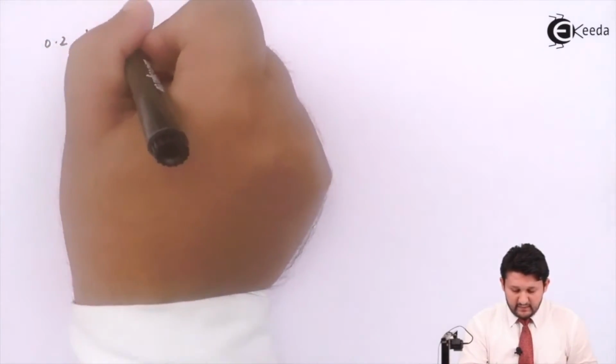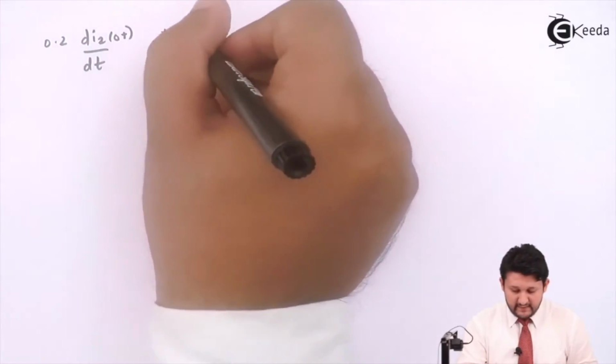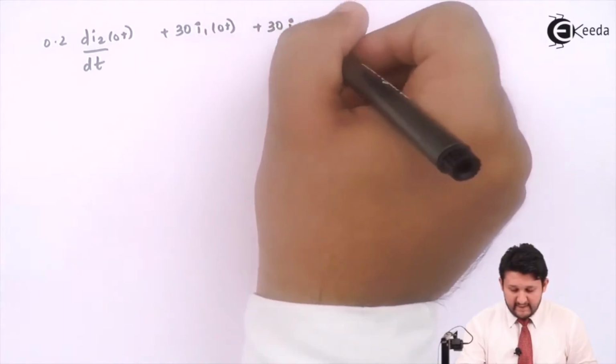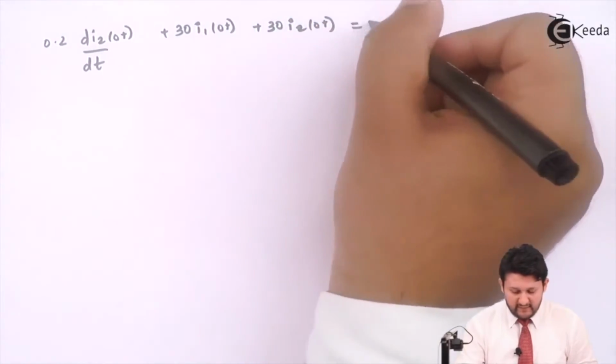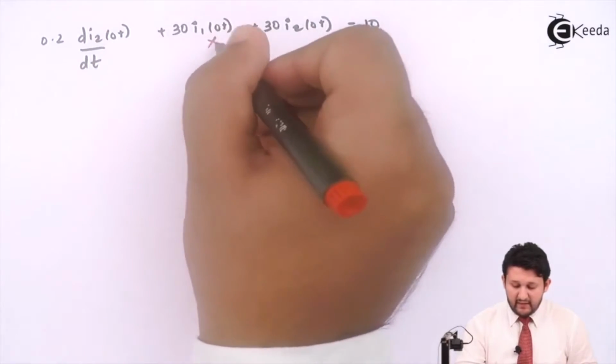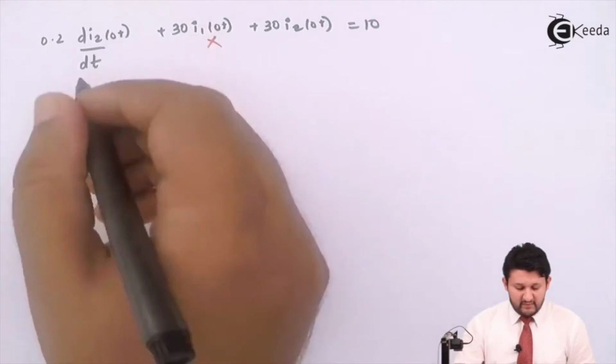0.2 di2 upon dt plus 30 I1 of 0 plus 30 I2 of 0 plus equal to 10. But if I need to find I2 of t, I don't need the I1 term. The term should be in terms of I2 itself. So for this, I need to use equation number 1.